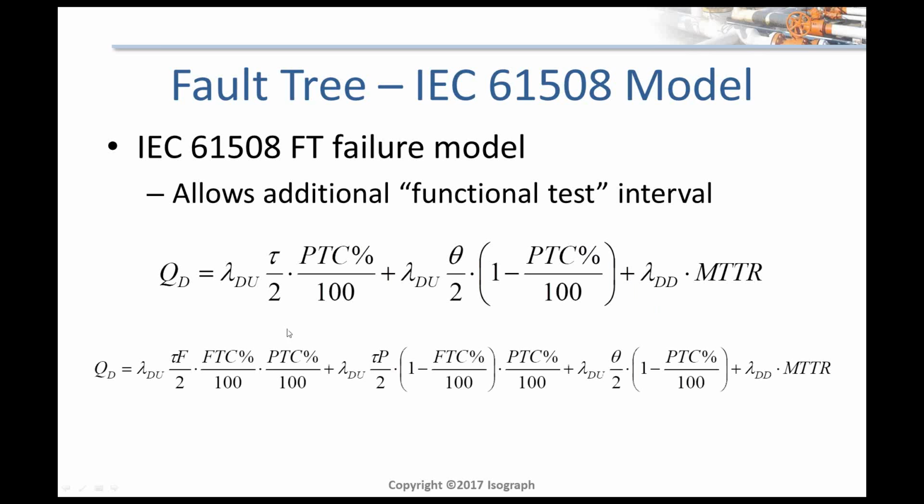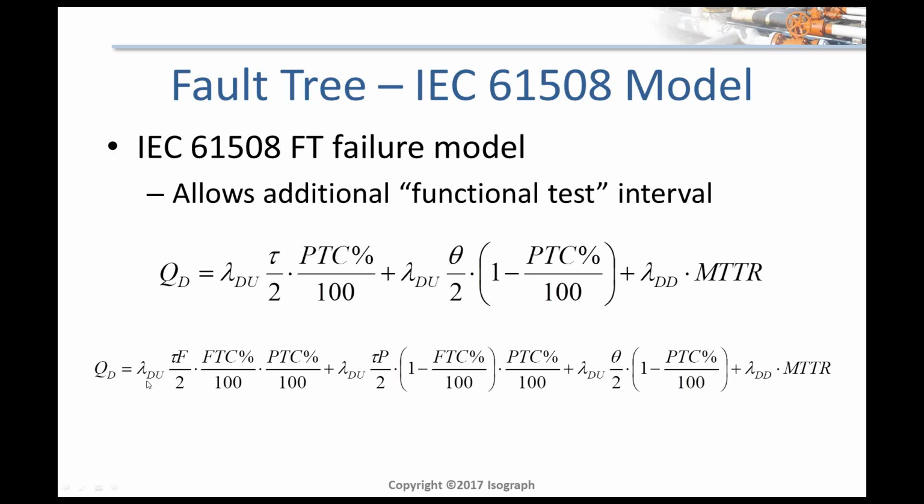So the new model allows for a functional test. It's basically an additional layer of diagnostic between proof test coverage and detectable failures. So basically it allows you to now do two tests to detect faults. A functional test is just making sure the component is still online. A proof test would be a more complete test, making sure it still works to an extent.